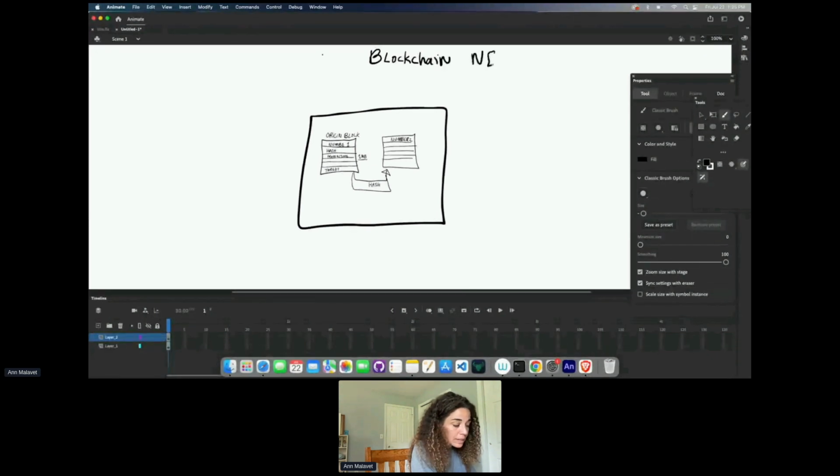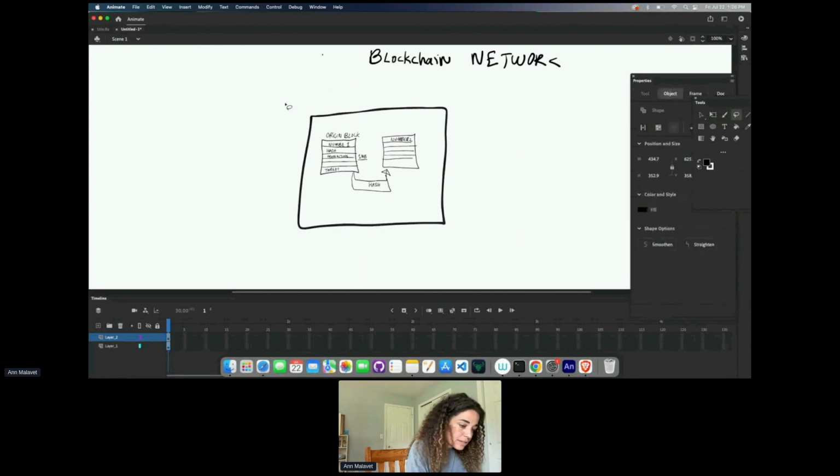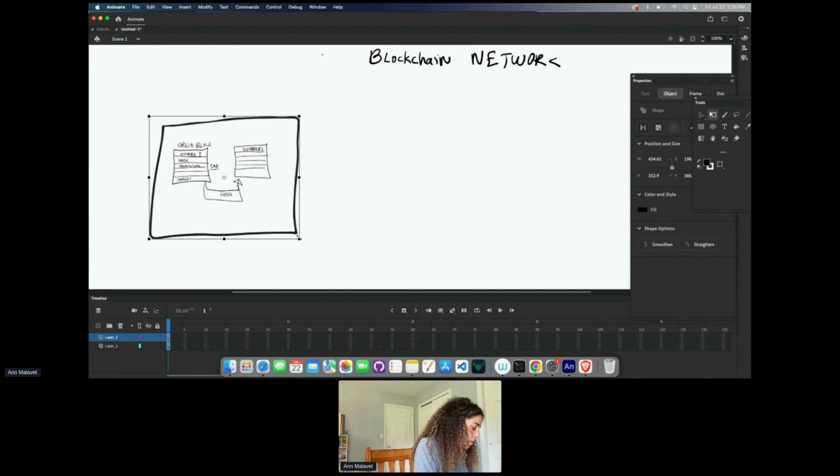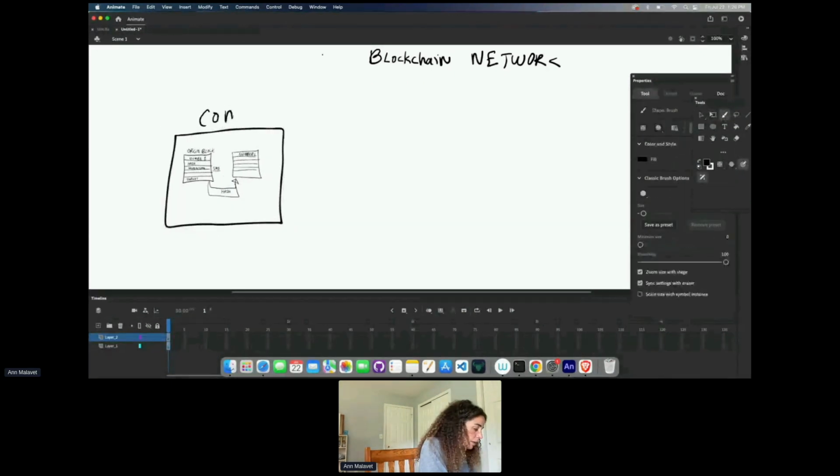So that network is the internet. And how are networks connected? They're connected via the internet. So I'll just move this over here. So what does this node here look like? This node is a computer.